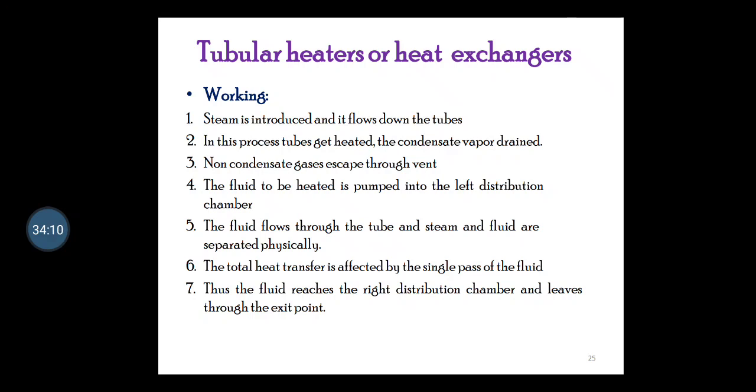The steam is introduced and it flows down the tubes. In this process the tubes get heated and the condensate vapors are drained. Non-condensable gases escape through the vent, and the fluid to be heated is pumped into the left distribution chamber. The fluid flows through the tube, and the steam and fluid are separated physically, and the total heat transfer is effected by the single pass of the fluid. Lastly, the fluid reaches the right distribution chamber and leaves through the exit point. So this is all about the heat exchanger or the tubular heaters.